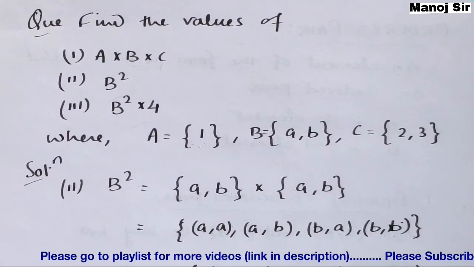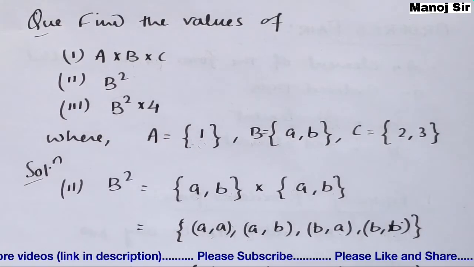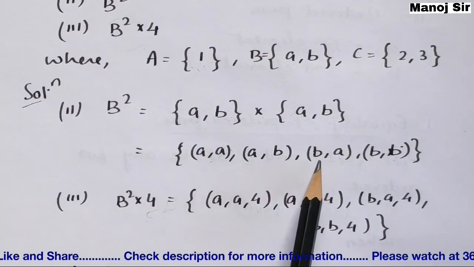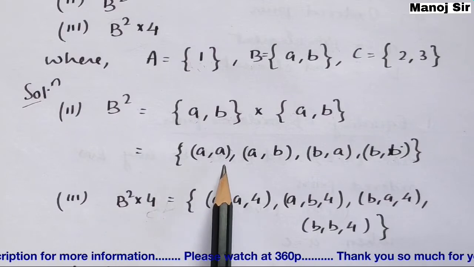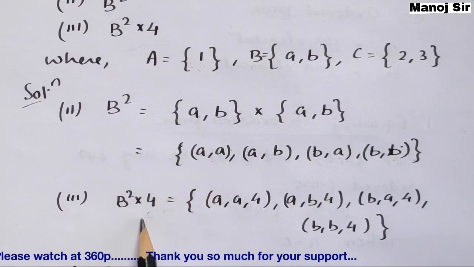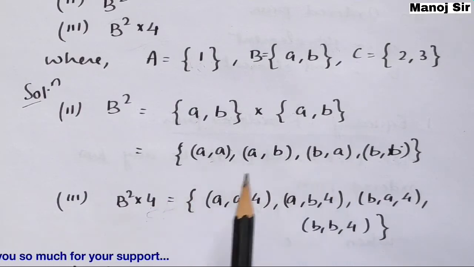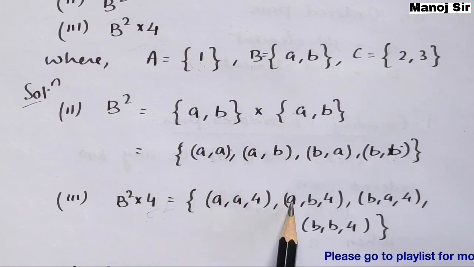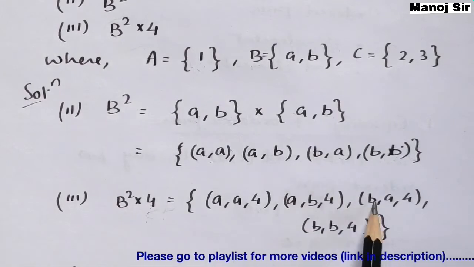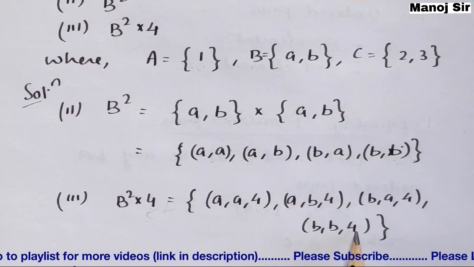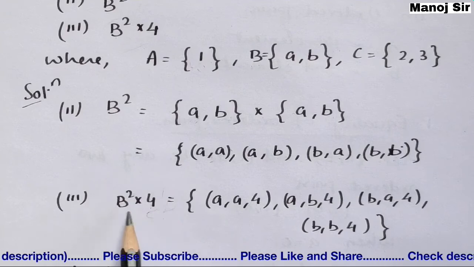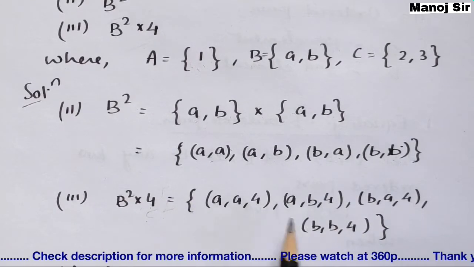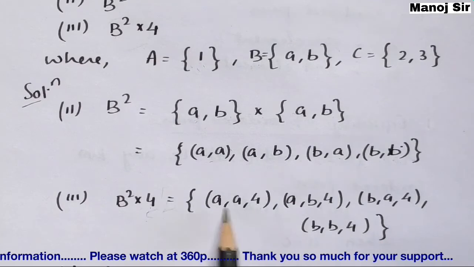Now after finding B square, we will find B square into 4. Since we have B square here, that is a comma a, a comma b, b comma a, and b comma b, we need to include the third element, that is 4, in each of the elements. So it is going to be a comma a comma 4, a comma b comma 4, b comma a comma 4, and b comma b comma 4. And since B square into 4 is itself a set, it is written within curly brackets.